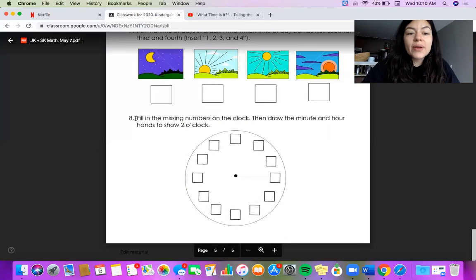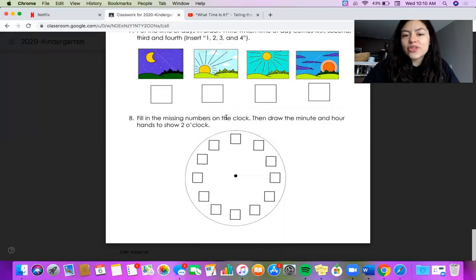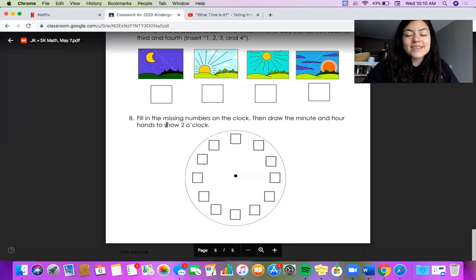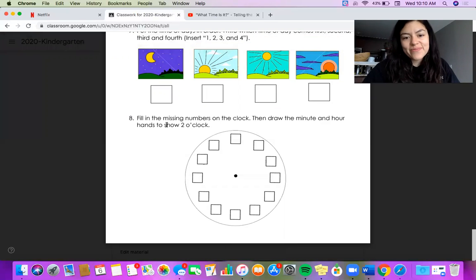And finally, for number 8, this clock is missing all its numbers. So fill in the missing numbers on the clock, then draw the minute and hour hands to show that it is 2 o'clock.